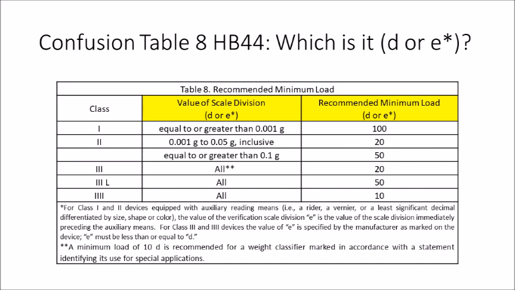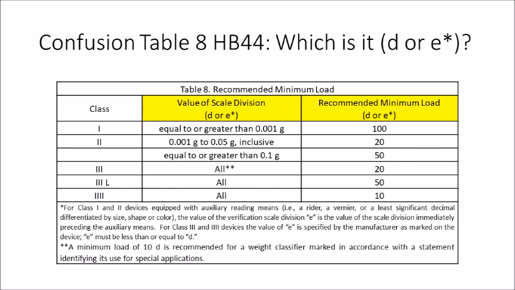It's confusing. And if you look at the footnote 1, it doesn't give you any guidance of whether you're supposed to use D or E. It simply tells you what E is. Also notice in column 3, we're talking about minimum load. And the minimum load is D or E. Well, wait a minute. Can it be both?